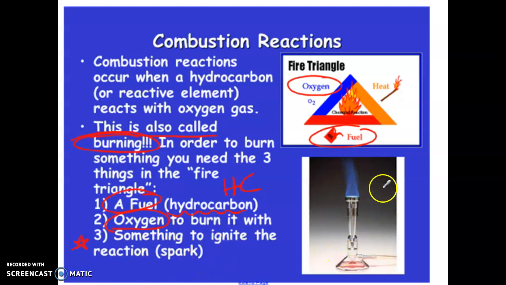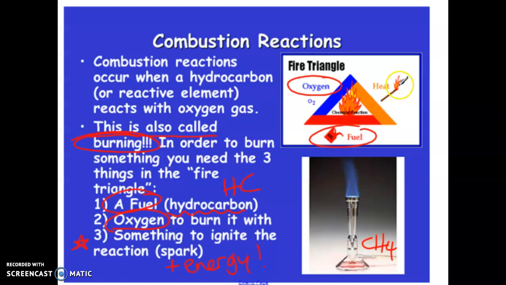So for example, in a Bunsen burner, the fuel source is methane gas, which is CH4, a hydrocarbon. Oxygen is, of course, in the air. But a Bunsen burner doesn't turn on until you essentially add a spark. What this spark does is it essentially gives energy to begin the reaction. Because if you have a Bunsen burner that's on but there's no flame, the gas is basically just mixing with oxygen. It doesn't actually catch fire until there is something to ignite it.